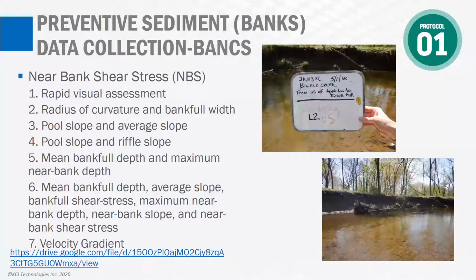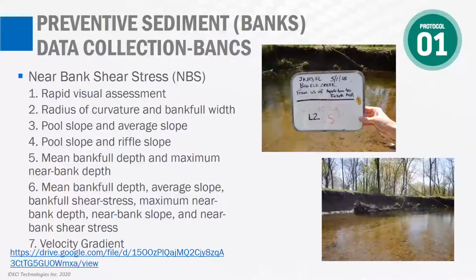The second step to the Banks method is NBS, or near bank shear stress. There are 7 alternatives to measuring NBS at a particular bank. They range from completing a rapid visual assessment based primarily on the location of depositional features or a channel's plan form, all the way to measuring a velocity gradient.